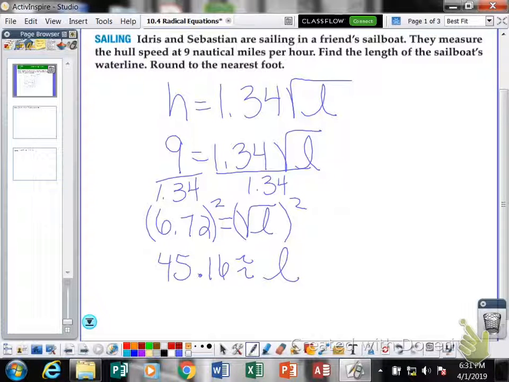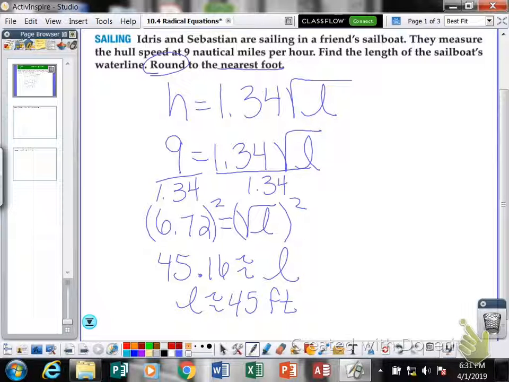We need to round to the nearest foot. So L is about 45 feet. I'm going to round to make sure we follow directions, round to the nearest foot. So that would be 45.